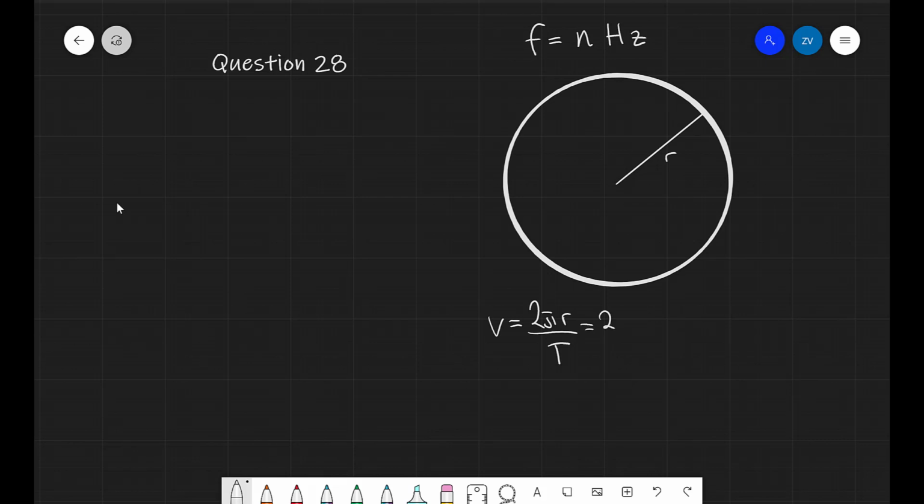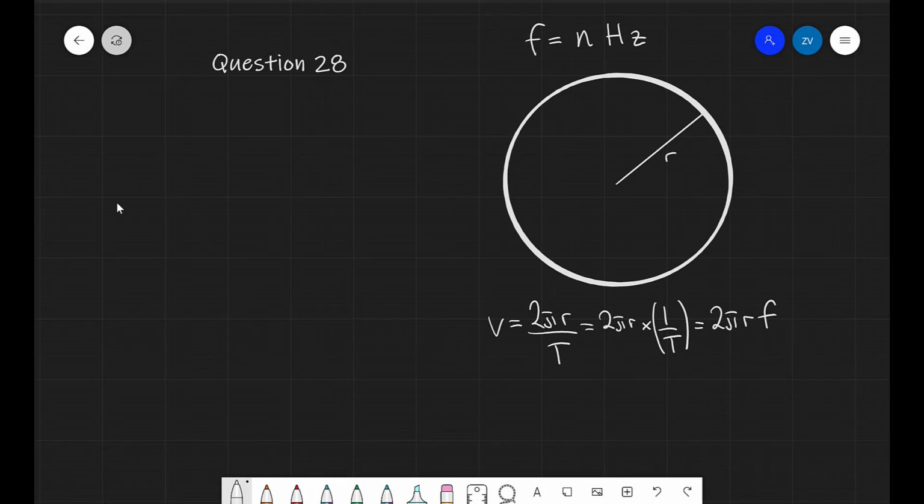We could also write that as 2 pi r times 1 over the time period. Hang on a minute though, 1 over the time period, this is just our frequency. Therefore, the speed will be equal to 2 pi r f.